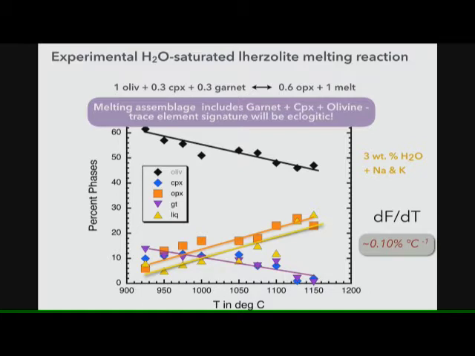So that makes our trying to understand some of those signatures that we see in trace elements a really interesting component. Yeah, Michael. Christy, on this slide, the previous one on the right, it says water, sodium, and potassium. Can you explain what that means and why it matters?